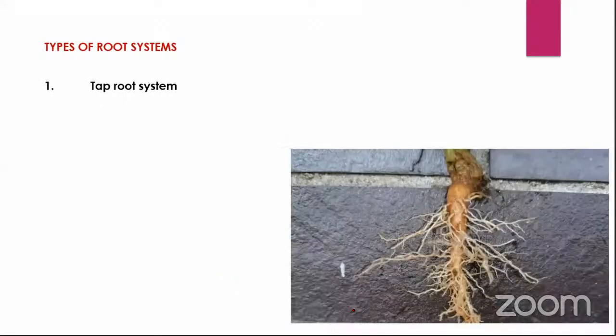Now, the root system has different types. One, we have what we call a taproot system. Now, here you're having a picture of the Amaranthus root system. Amaranthus, you can also call it dodo, for some of you who understand Luganda. There is a plant which is called dodo in Luganda. You can also call it pigweed in English.